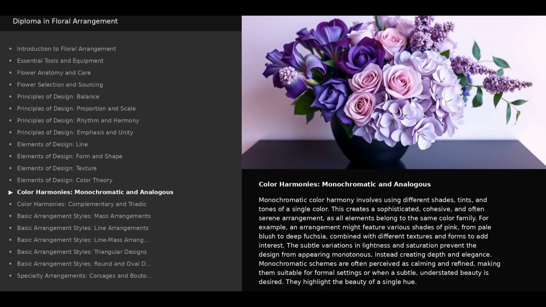For example, an arrangement might feature various shades of pink, from pale blush to deep fuchsia, combined with different textures and forms to add interest. The subtle variations in lightness and saturation prevent the design from appearing monotonous, instead creating depth and elegance. Monochromatic schemes are often perceived as calming and refined, making them suitable for formal settings or when a subtle, understated beauty is desired. They highlight the beauty of a single hue.